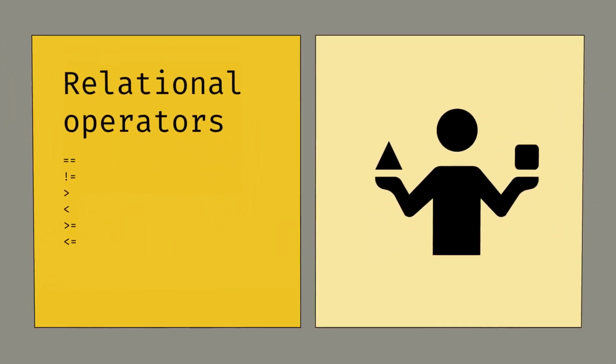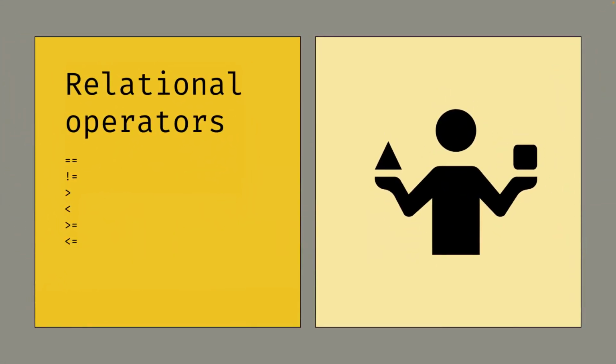The last category of operators are relational operators. These are different, in a way. They express the relation between two operands with a Boolean. For example, whether two values are equal, or whether one value is bigger than the other. Here are the relational operators.